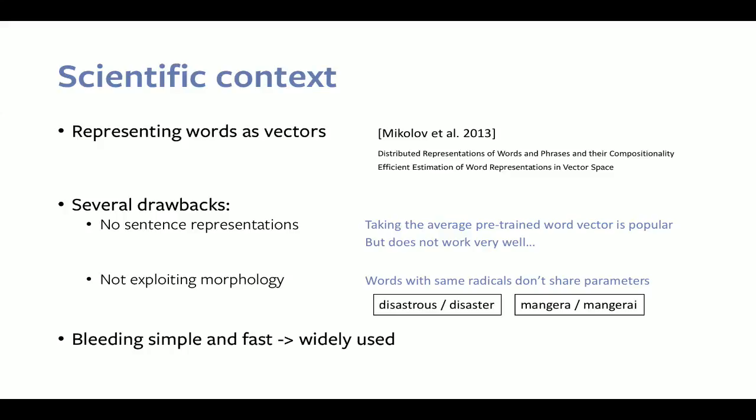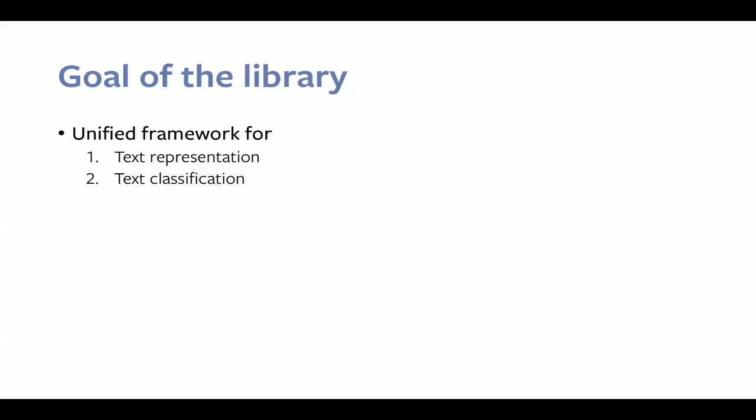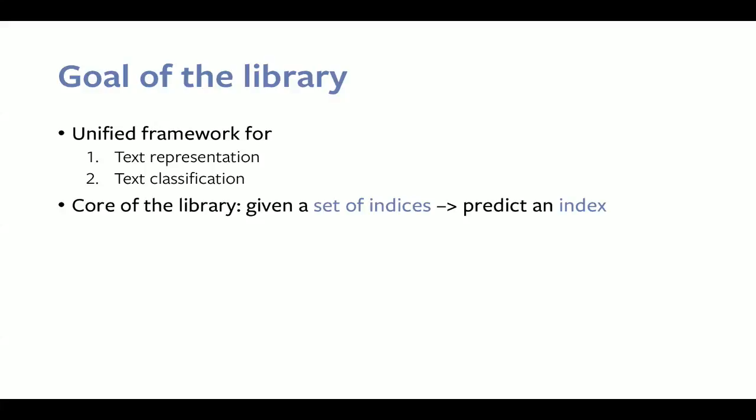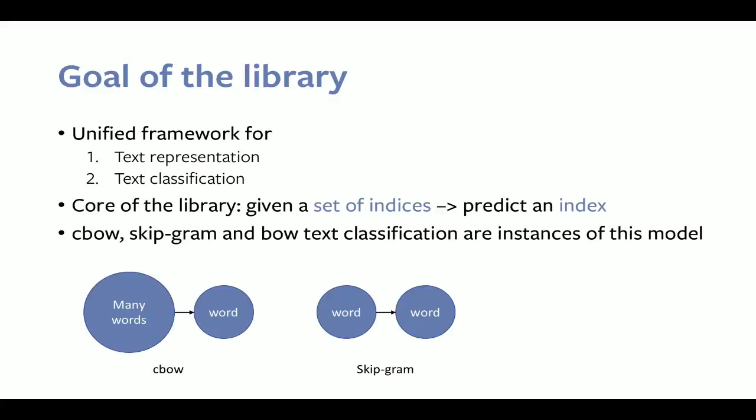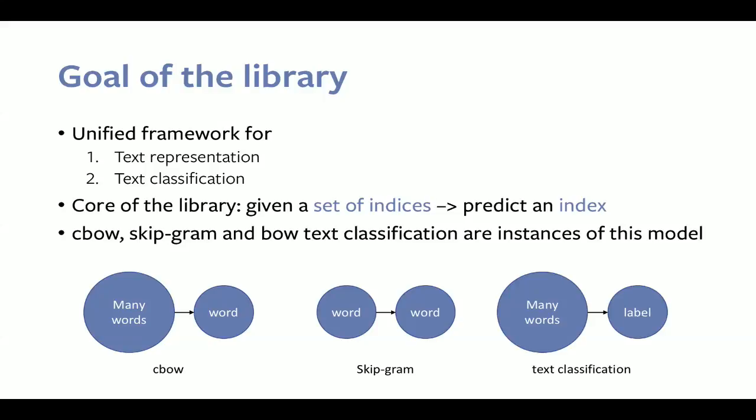So the goal of fastText was to build a unifying framework in the context of two papers that we did. One was about text representation learning, the other about text classification, where the core of the library would be that given a set of indices in some dictionary, you want to predict an index in another dictionary. So cbow in word2vec, skipgram, and text classification can be seen as instances of this model. In cbow, you have many words, you predict a word. In skipgram, given a word, you predict a word. In text classification, given many words, you predict a label.